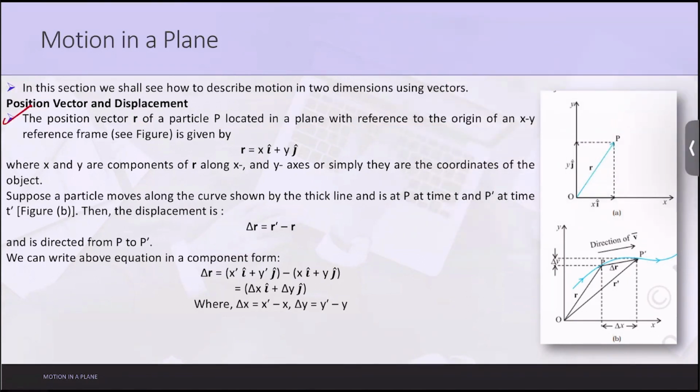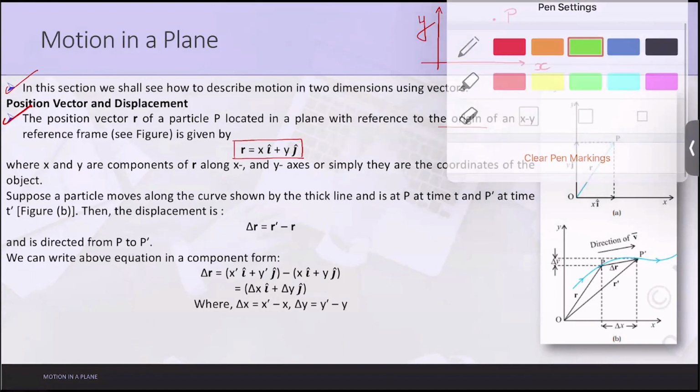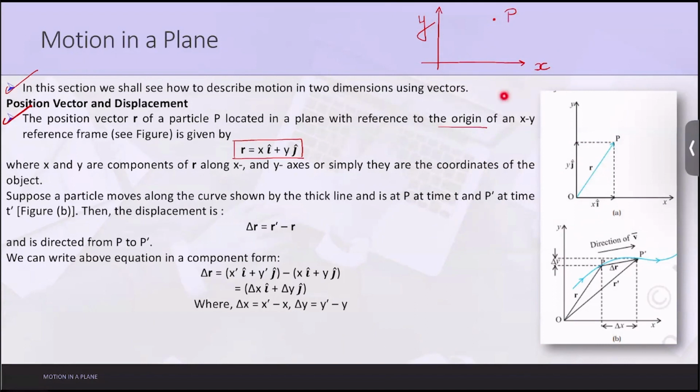So the position vector R of a particle P in a plane with reference to the origin of an xy reference frame is given by. How can we write this? This can be written as R is nothing but equal to x i cap plus y j cap. I explained to you also how this can be arrived at. So let us say we have an x-axis here, we have a y-axis here, correct? Let us say this is the position P for which we are calculating the value of position vector. How can a position vector be drawn? A position vector can be drawn by just putting a vector which starts from origin O and ends at this point P. Okay, this can be noted as R.